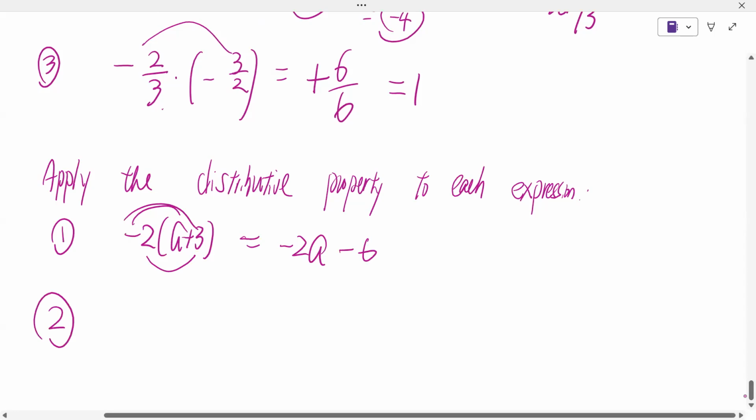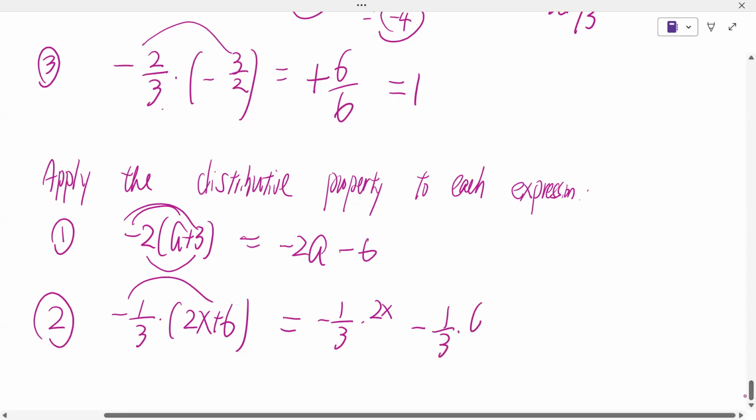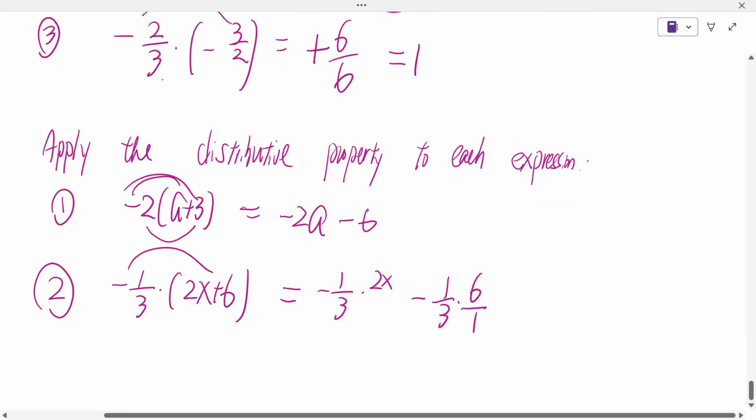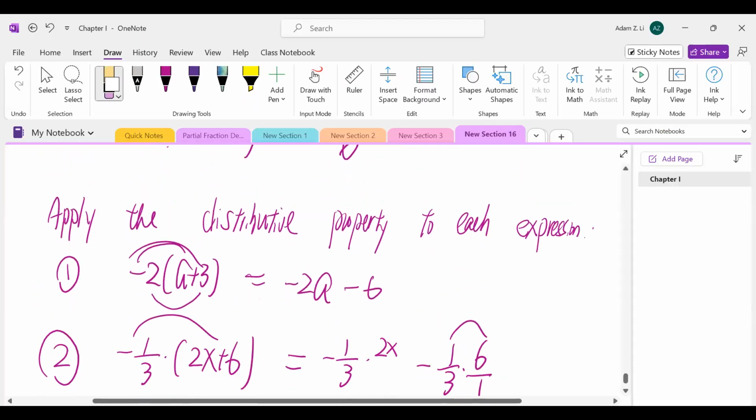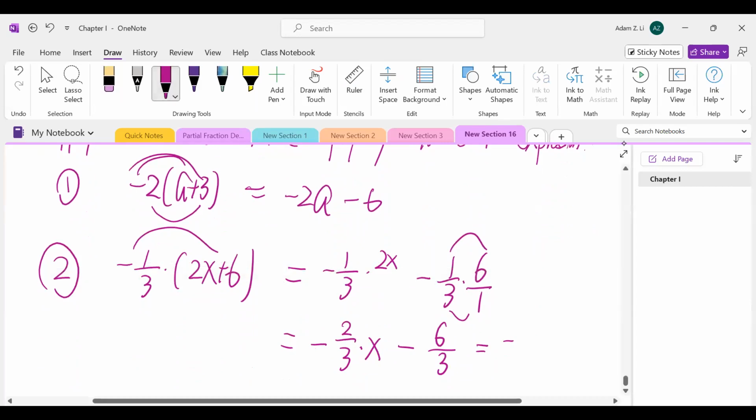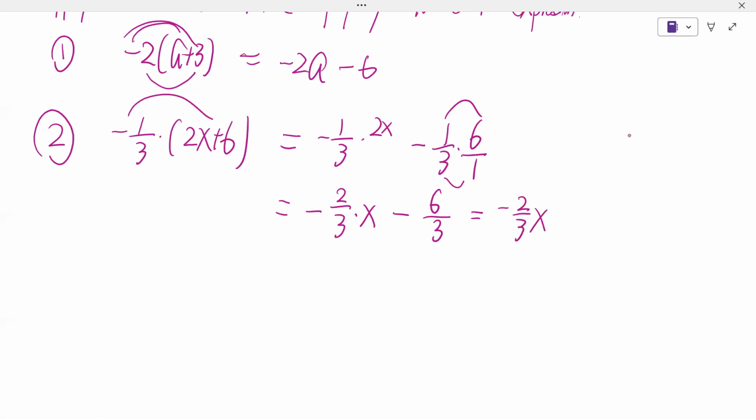Second one is something like -1/3 times (2x plus 6). Again, we distribute: -1/3 times 2x, and then the other one will be negative times positive is negative, 1/3 times 6. Then we can make a fraction, right? And then simplify from there. So here we get -1 times 2 is 2, so 2/3. Put the variable on the side: minus 2/3 times x. This one is 1 times 6, 6, over 3 times 1, 3, and dividing, we get 2. So we end up with -2/3 of x, and 6 by 3 is 2.